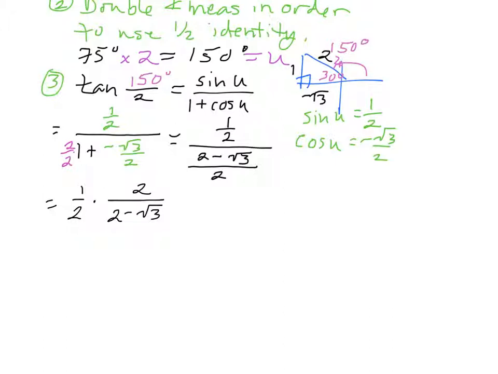So what happens? The 2's cancel. I just was thinking I did something wrong here for a minute. Nope, I'm good. So the 2's cancel, and what are you left with? 1 over 2 minus radical 3.